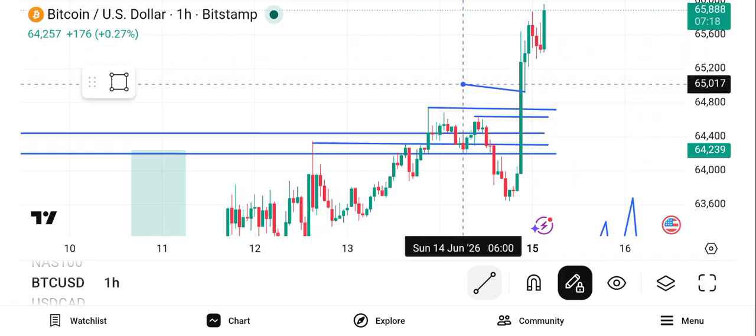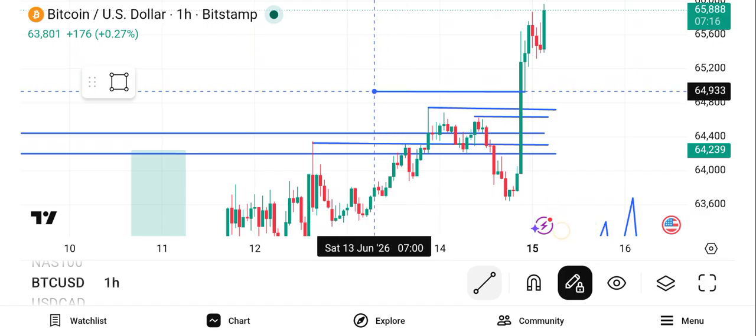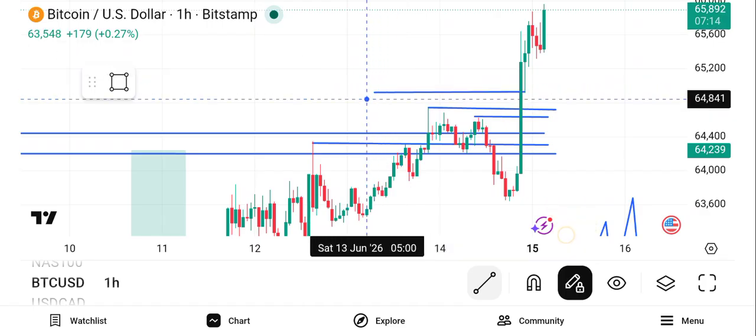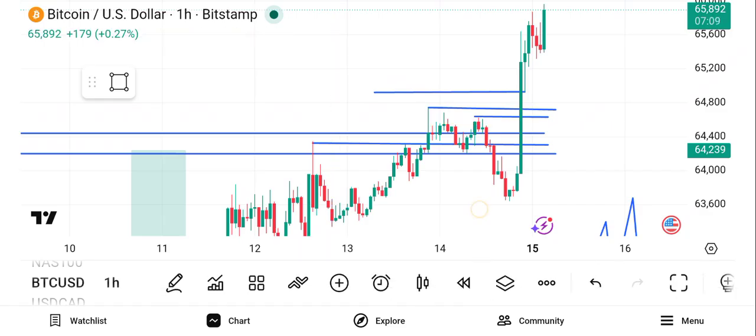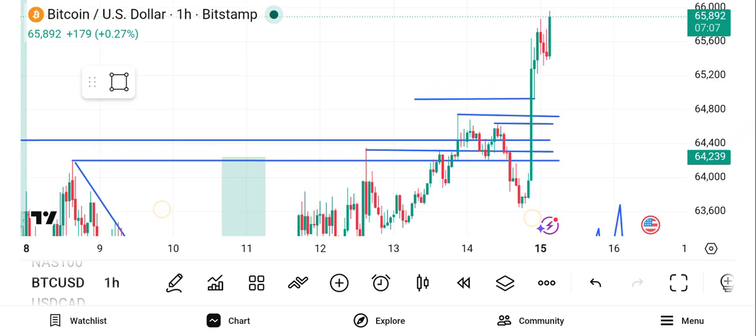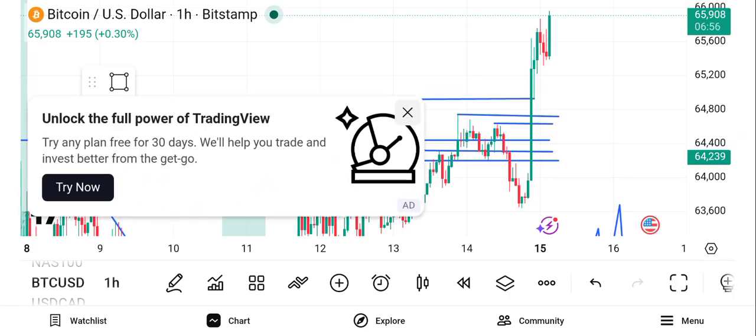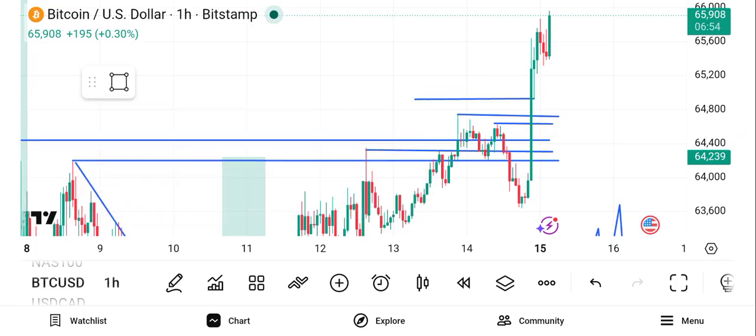So we mark our inducement here, right? Mark our inducement here. Now after the inducement, what now? Following the rules in picking a proper point of interest. Number one rule says there must be a market structure shift or a double breakout structure. In this scenario, it can be a multiple breakout structure or a double breakout structure. So we have a double breakout structure, where the market takes out all these ones.